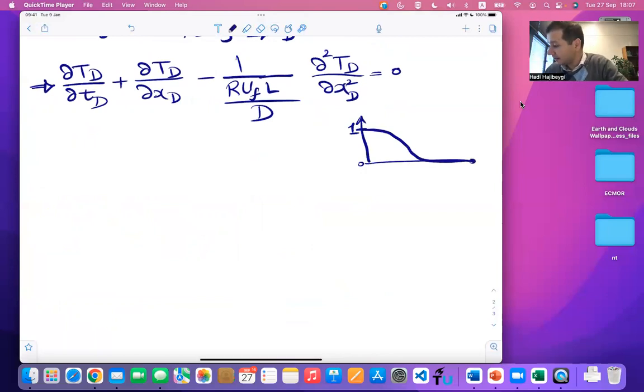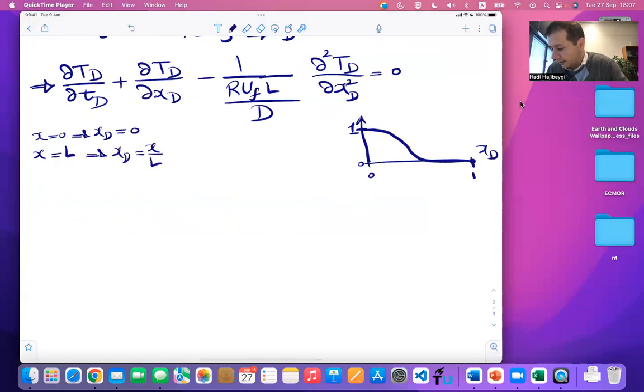And my X dimensionless will be X divided by L, the length of my rock sample or porous sample. So it will always be between 0 and 1 as well. Because when X is 0, XD will be 0. When X is L, XD, which was X divided by L, will be 1.